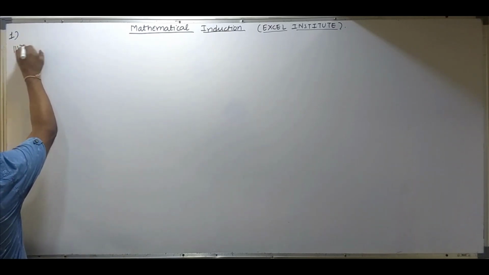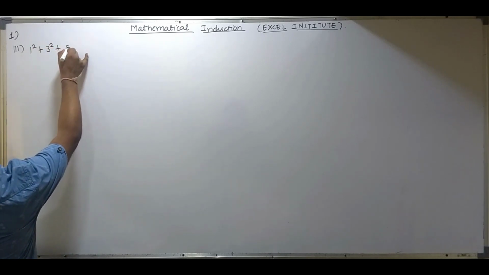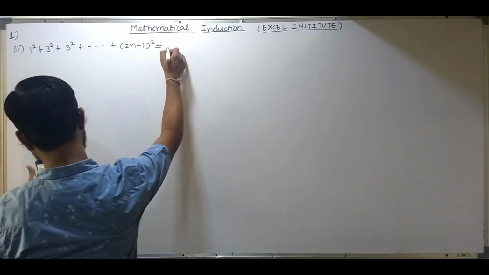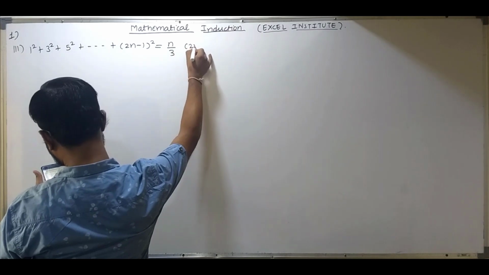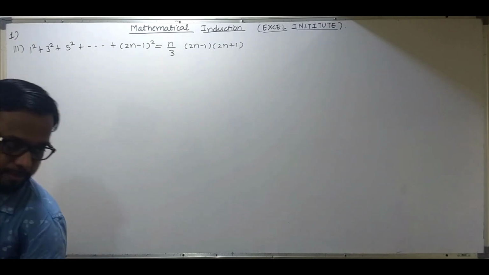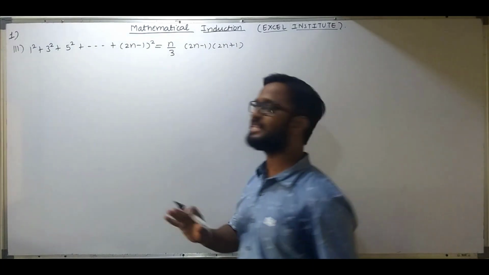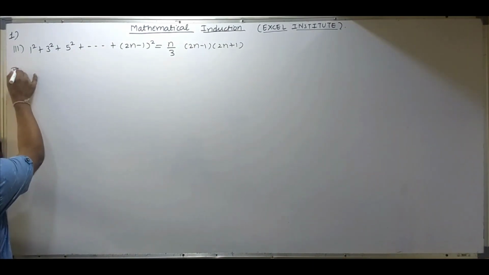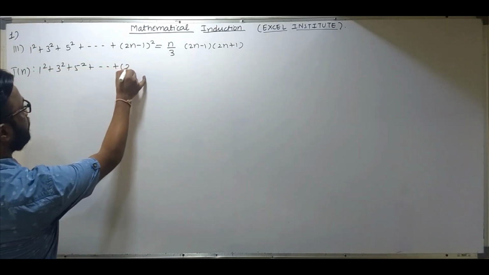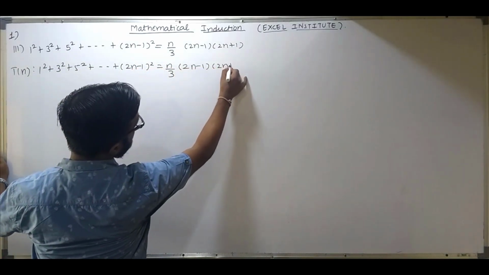Third question is 1 square plus 3 square plus 5 square up to 2n minus 1 whole square is equal to n by 3, 2n minus 1, 2n plus 1. Okay, this we have to prove using principle of mathematical induction. So what I told you, in principle of mathematical induction, every statement will assume as T of n. So write this statement as T of n: 1 square plus 3 square plus 5 square up to 2n minus 1 whole square is equal to n by 3, 2n minus 1, 2n plus 1.